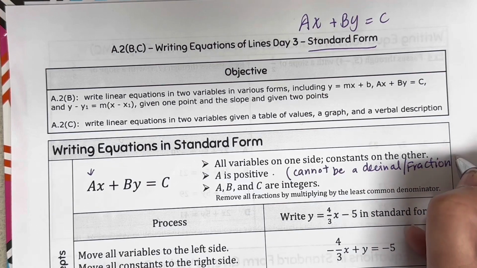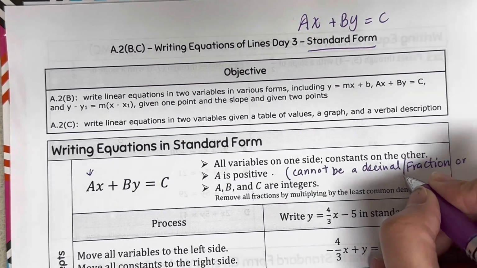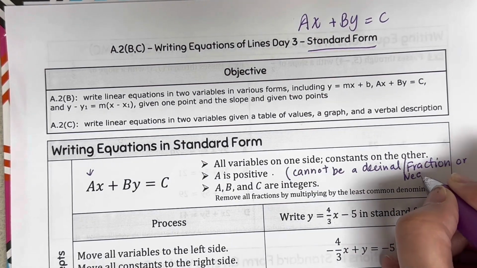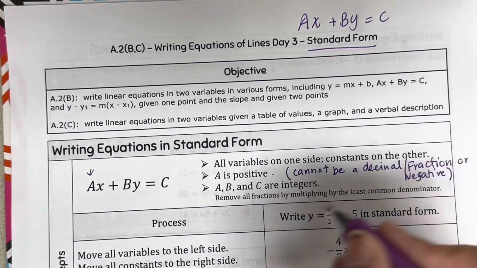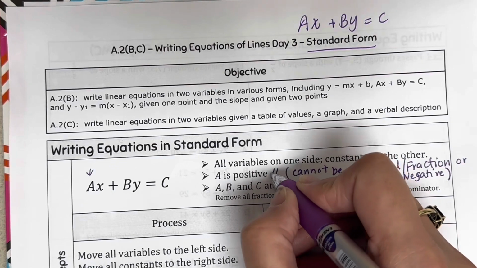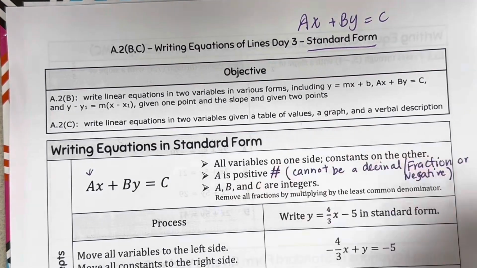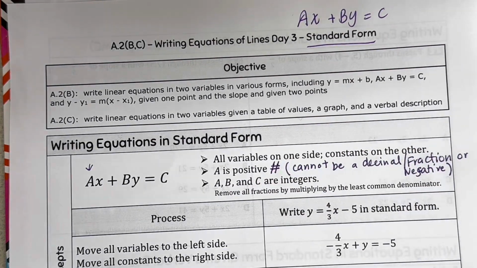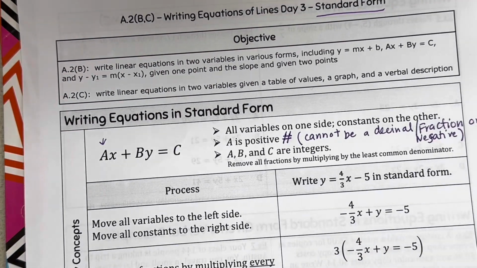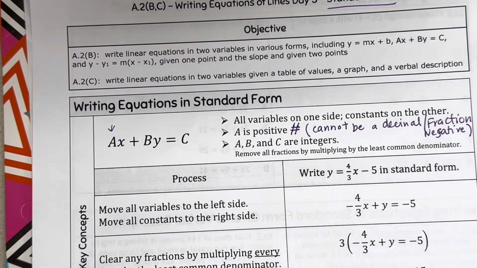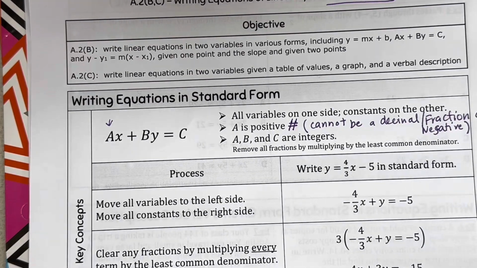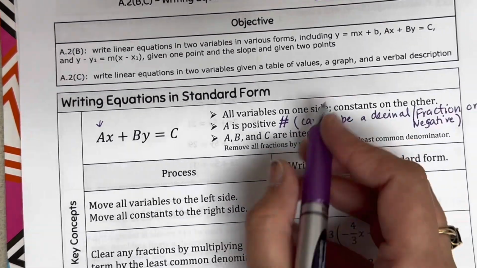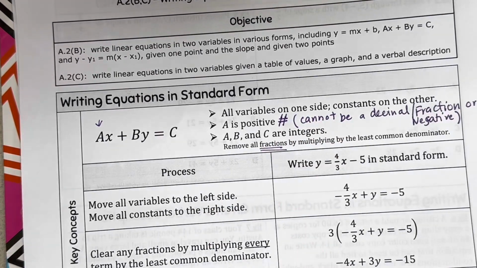Also, it cannot be a negative number, so it can't be -3. It has to be a positive whole number, so +1, +2, +3, 4, 5, but it will be positive. A, B, and C are integers, so none of them are going to be a fraction or a decimal. That's one of the other conditions as well. That means I cannot have any fractions.